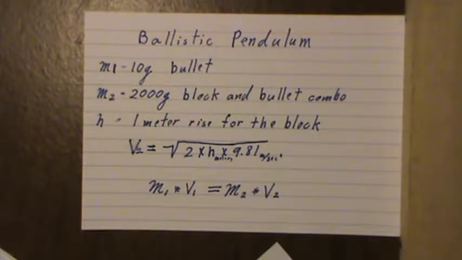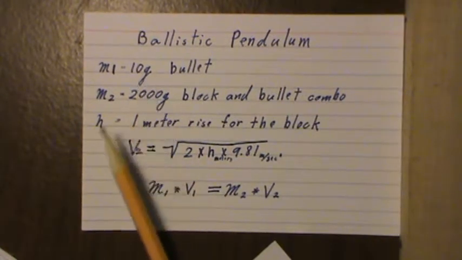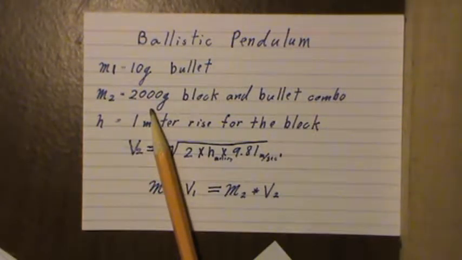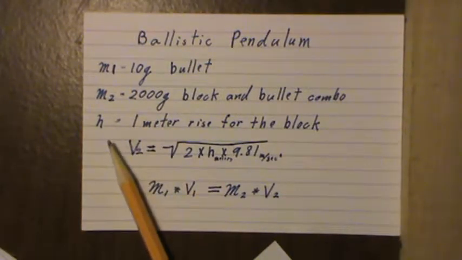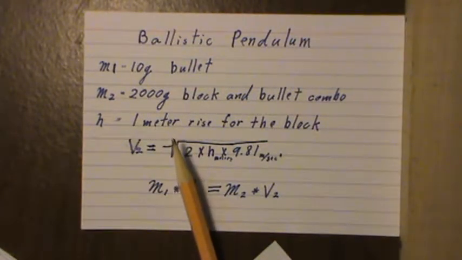I would like to demonstrate why ballistic pendulums cannot produce quantities of heat. We will use a common ballistic pendulum that has been available to us on the internet, with a bullet mass of 10 grams, a block and bullet combination mass of 2,000 grams, and it has the ability to rise 1 meter after the bullet strikes the block.